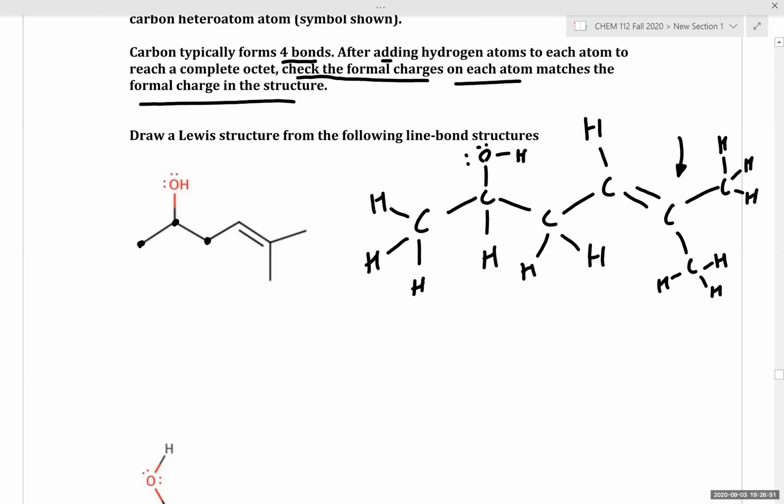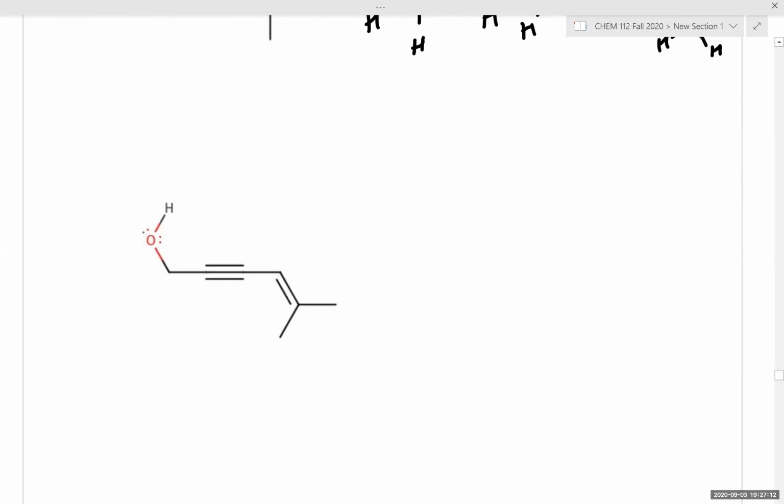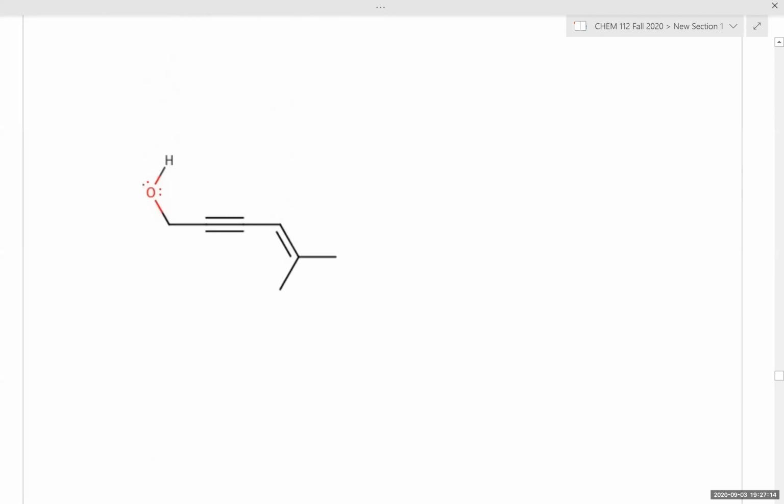Essentially, the way you draw a Lewis structure from the bond line structure is you replace each point with a carbon and fill in the hydrogens needed for a complete octet. Does this first example make sense? Perfect. Now let's practice on this second example.